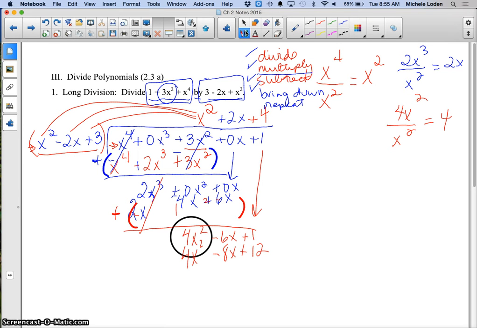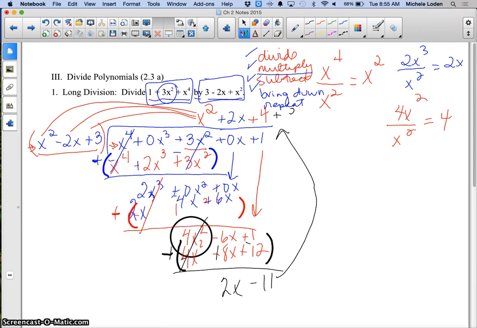We've divided, we've multiplied, now it's time to subtract. We distribute to make that plus a negative, a positive, a negative. The 4x squared will cancel. Negative 6x plus 8x is 2x. 1 plus negative 12 is negative 11. This is our remainder, and when we write our remainder of a polynomial, we add that remainder to the end of our solution and divide by our original polynomial. I hope this helps you with your recollection of how to divide polynomials with long division.